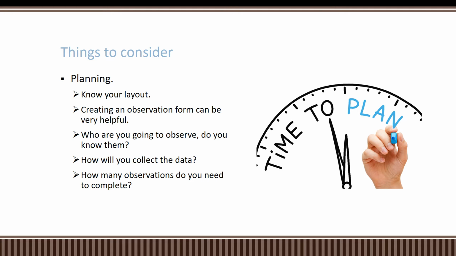Observing someone you know has both its pros and cons. The person will be more comfortable around you, so they may perform in a more realistic manner, but they also may want to socialize. And on the opposite side, observing someone you don't know, it may take them a little bit longer to be comfortable around you and work in a more realistic manner.